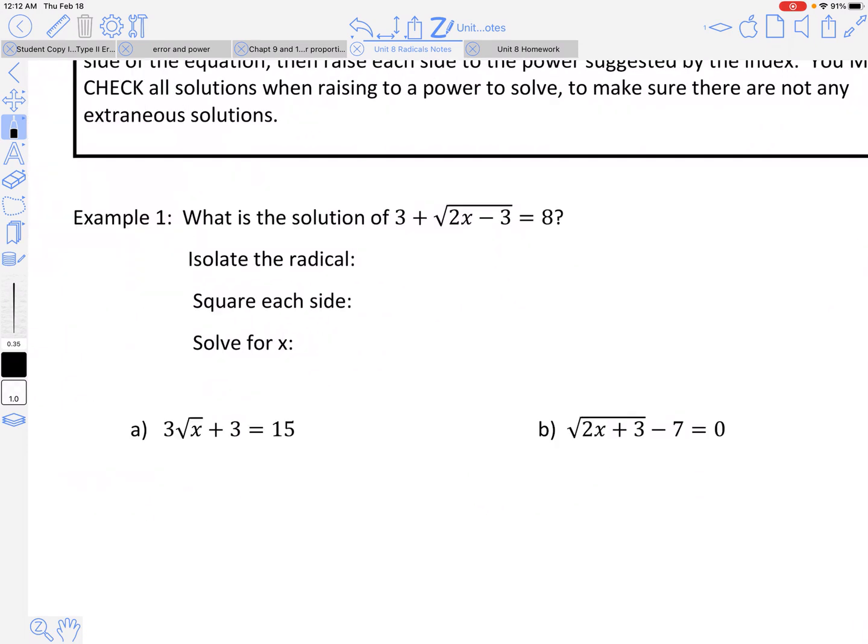we have example 1. What is the solution? What's the answer for x? What could x be? Multiply by 2, subtract 3, take the square root, add 3, and get 8.